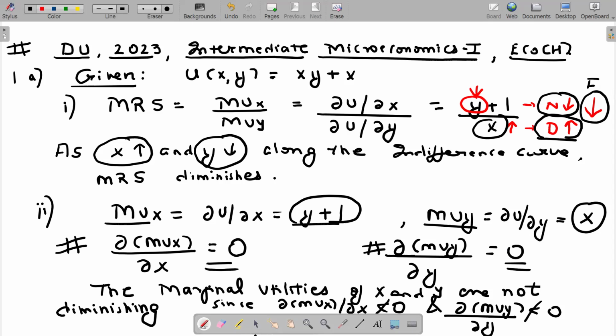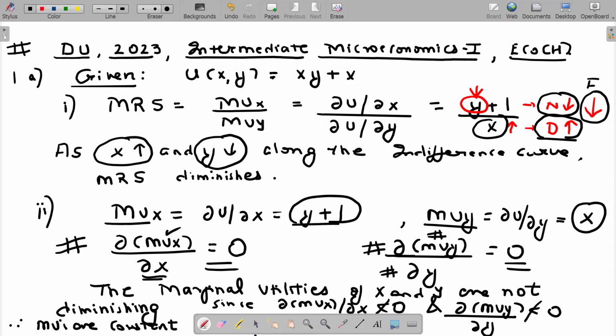That means the marginal utility of x is not changing when the consumer increases the consumption of x, and the marginal utility of y also does not change when the consumer increases the consumption of y. So the marginal utilities are constant. They are not diminishing. So I can write, therefore, the marginal utilities are constant. Okay, this is the solution for part 2.